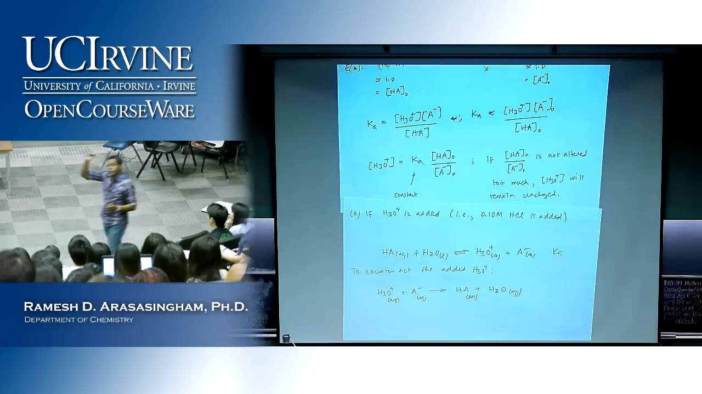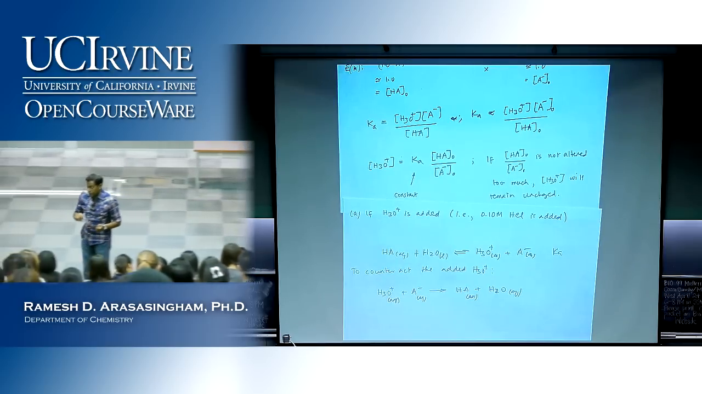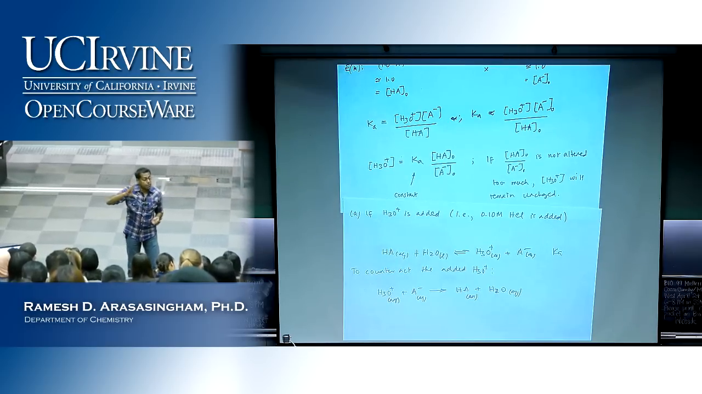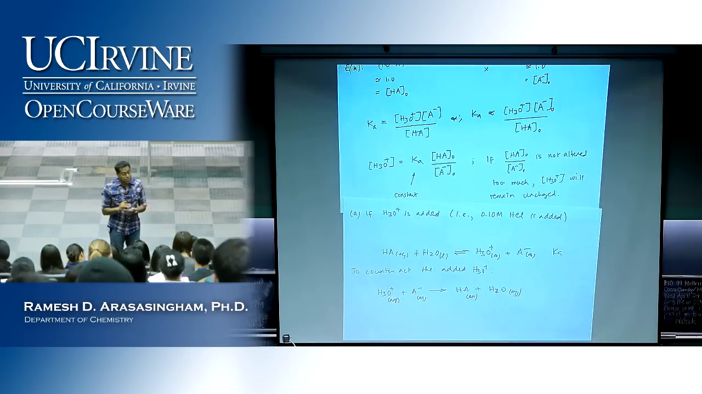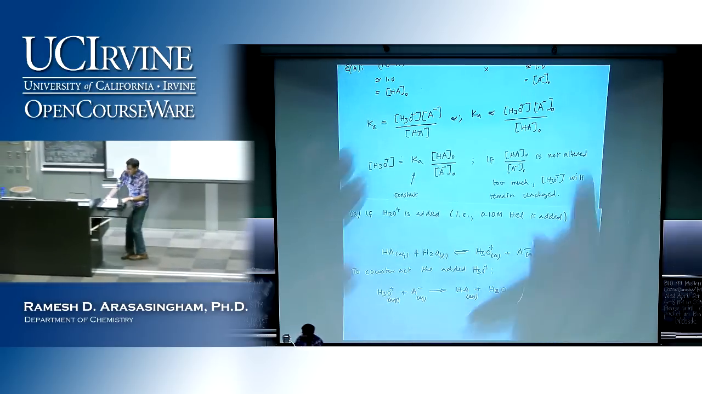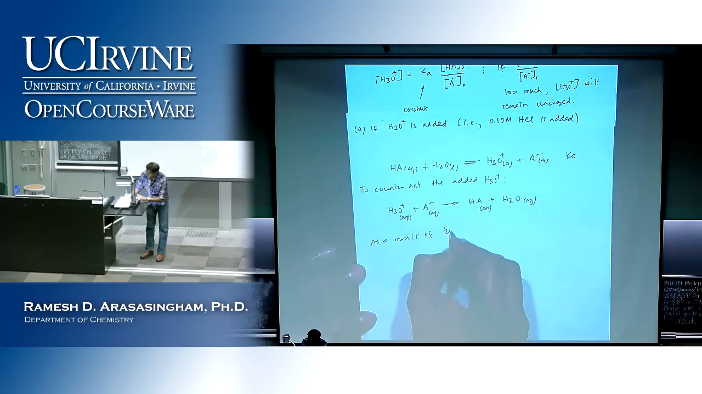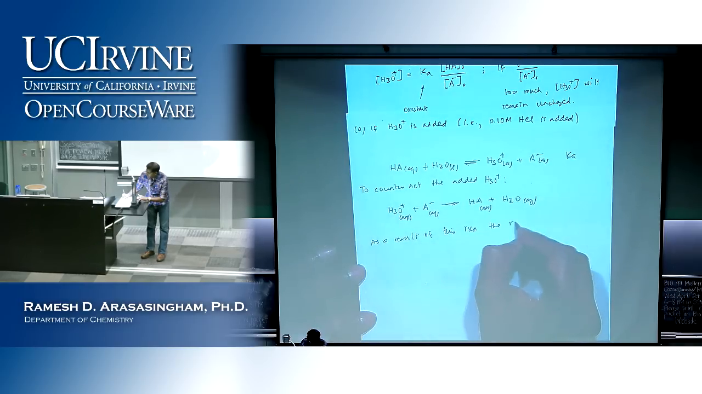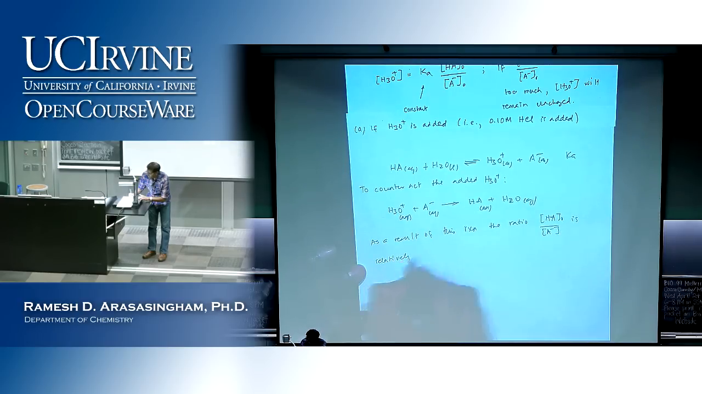And when the system goes back to equilibrium, because Ka is a constant, do you see that? The ratio of products to reactants has to be maintained, because that's how Ka is a constant. So when it goes back to equilibrium, this ratio is only altered very slightly, and therefore the pH remains relatively unchanged. As a result of this reaction, the ratio HA over A minus is relatively unchanged.